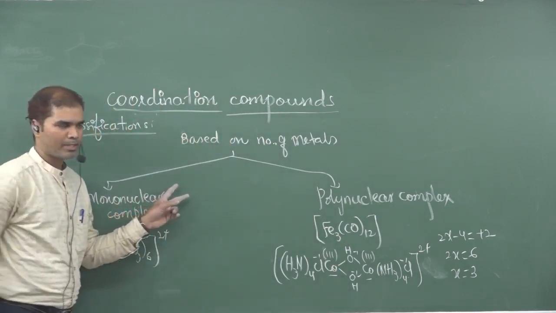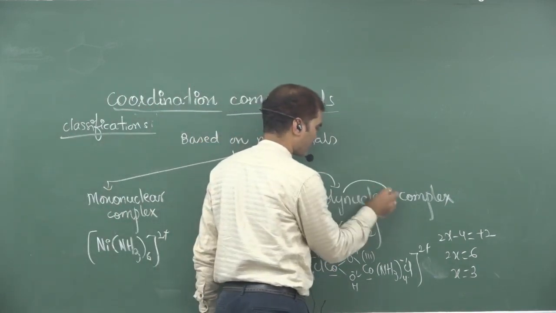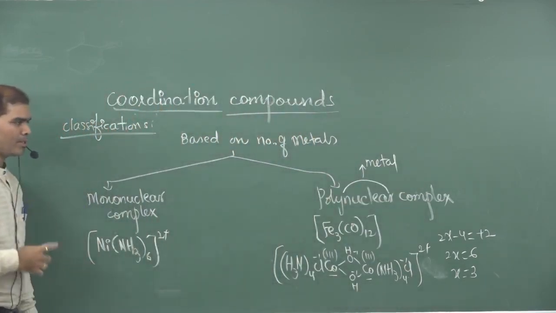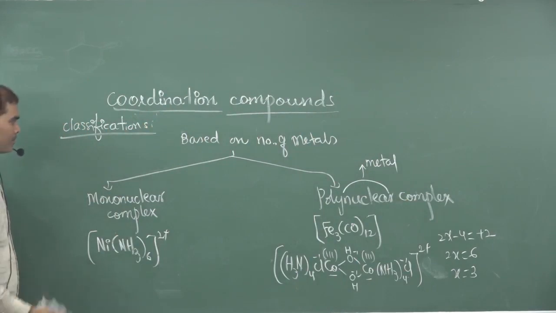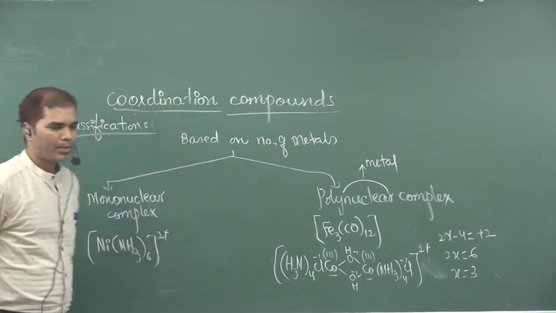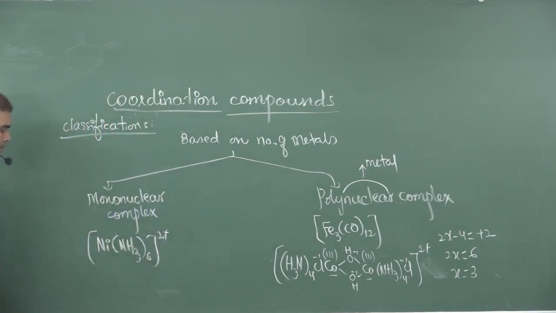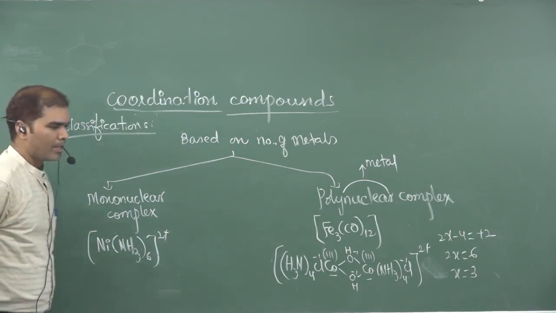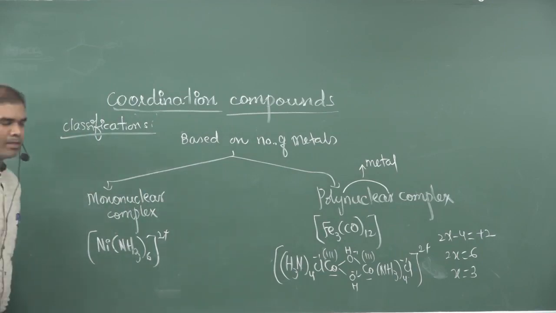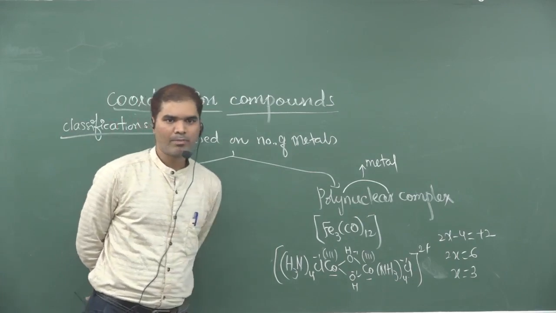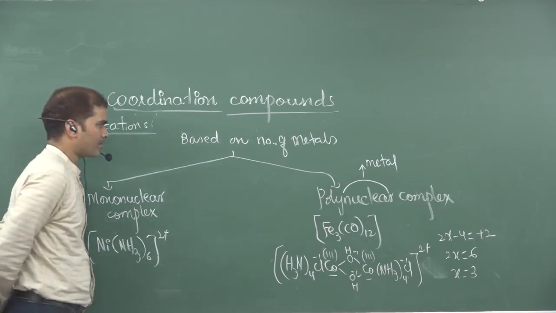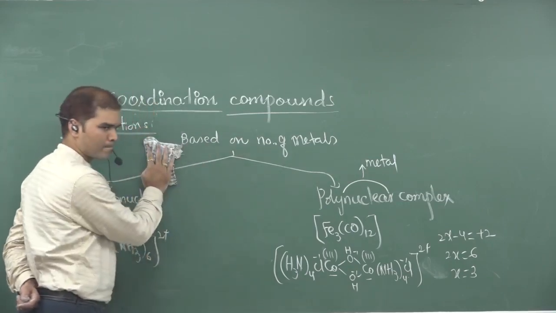What is a polynuclear complex? Nucleus is related to metal. Mononuclear means one metal, polynuclear means more than one metal. Most of the metal complexes we take are mononuclear. Polynuclear are very few, but when you go to organometallic chemistry, metal clusters are polynuclear. You have more than one metal. Finished? Classification?